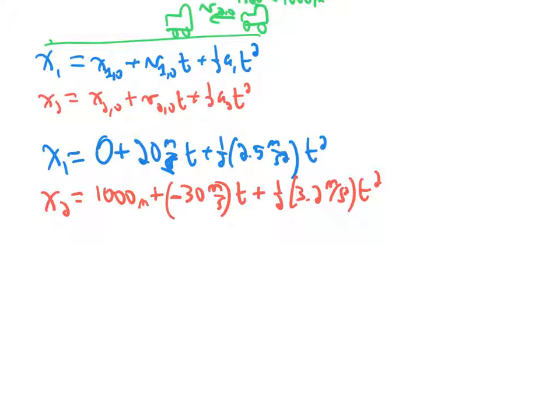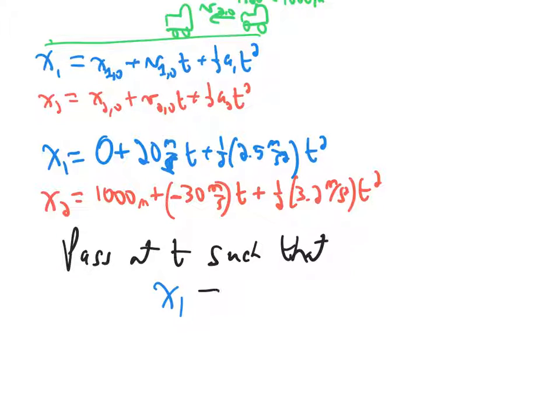And then part B says, at what time do the two cars pass next to each other? Since this is the position of x1 at any time, and this is the position of x2 at any time, then they will pass at the t such that x1 equals x2.